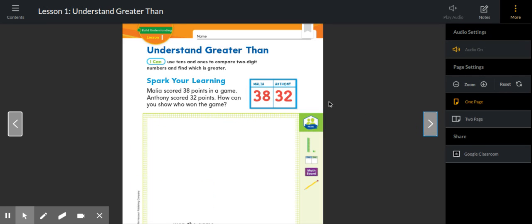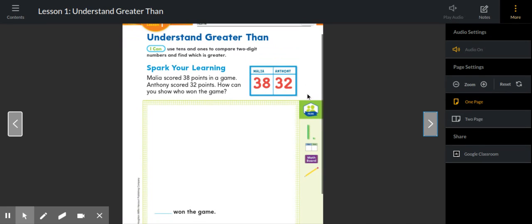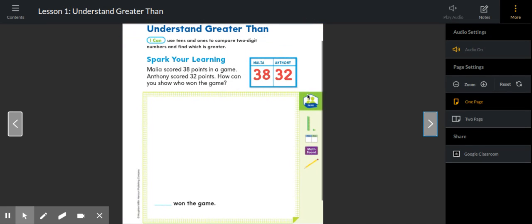Moving on, here's lesson 1. So this is Thursday, April the 2nd's math lesson. Understand greater than. I can use tens and ones to compare two-digit numbers and find which is greater.